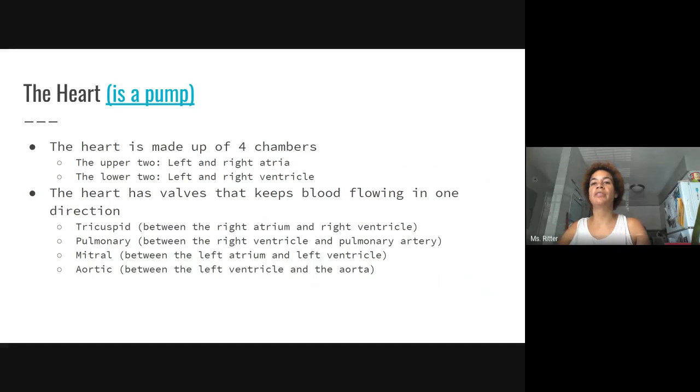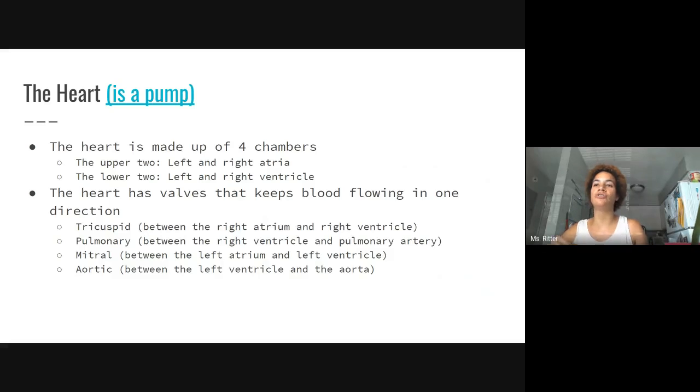Okay, the 4 valves are going to be the tricuspid, which is between the right atrium and right ventricle, the pulmonary, which is in between the right ventricle and pulmonary artery, the mitral valve between the left atrium and the left ventricle, and the aortic valve, which is between the left ventricle and the aorta, which I will show you this in greater detail a little bit further when I talk about the blood flow through the heart.